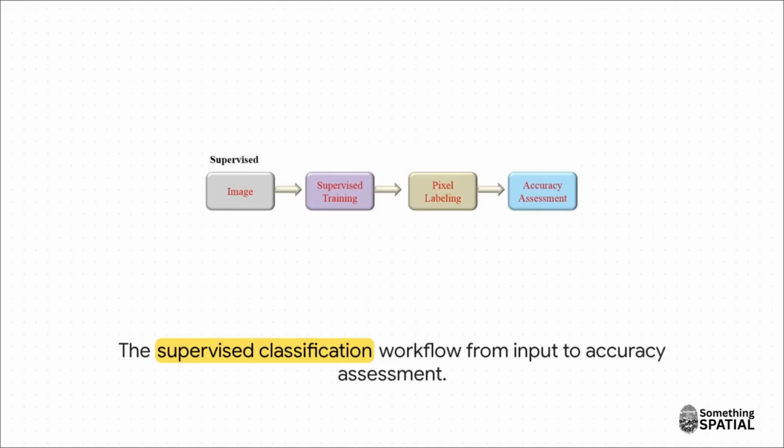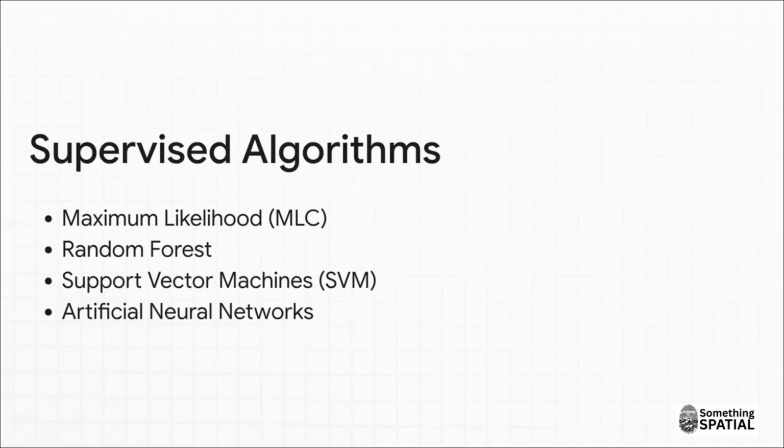And this brilliantly illustrates the exact workflow we use. You start with your raw input image, right? Then you move into supervised training, where you feed the algorithm those manually created sample regions. From there, the algorithm learns the statistical rules linking those specific spectral values to your labels. Finally, it applies those rules to classify every other unknown pixel in the entire image, finishing up with a rigorous accuracy assessment.